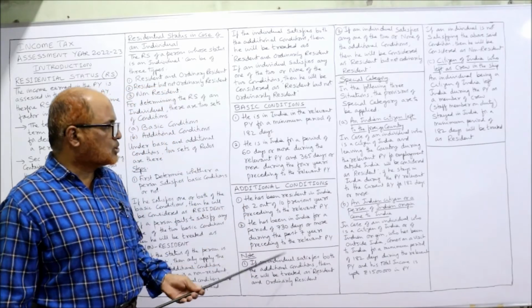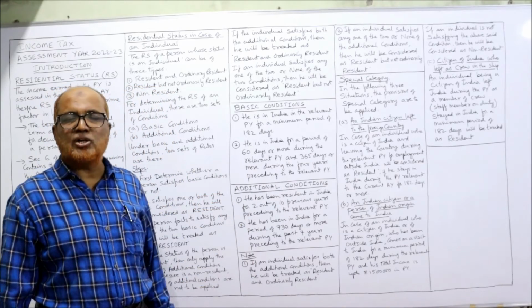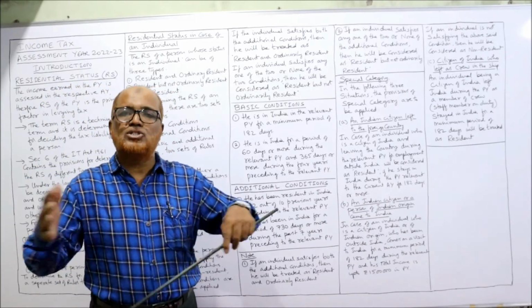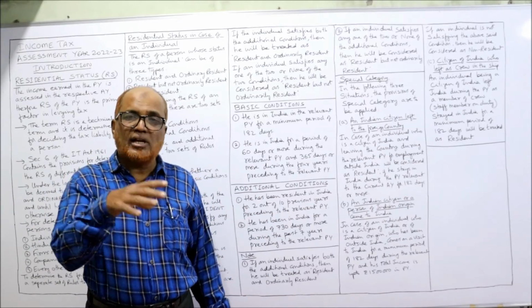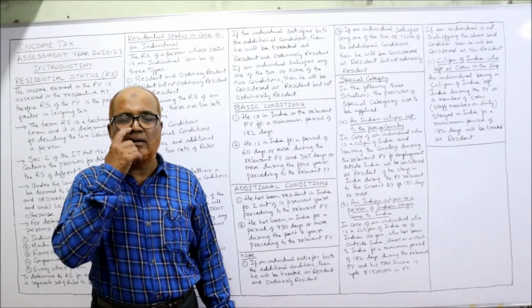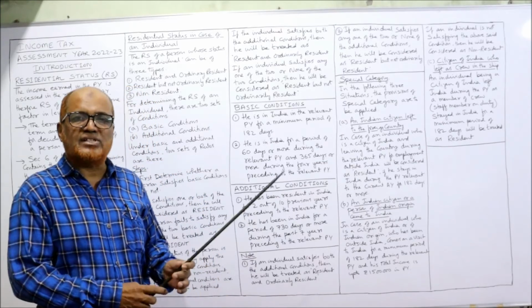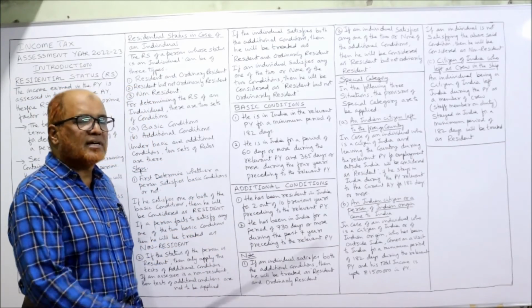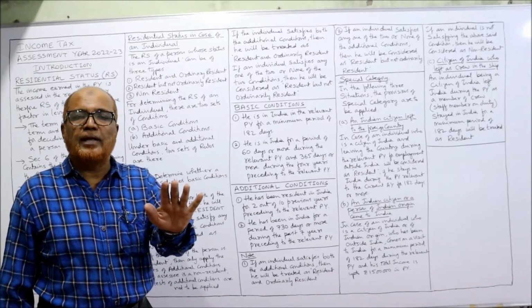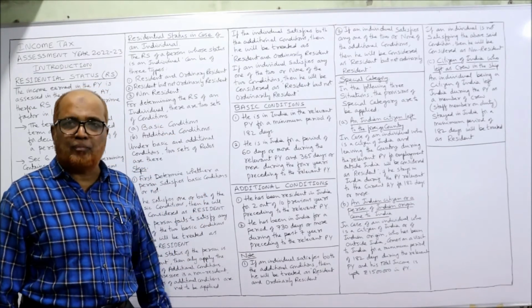Now, special category. These are the general rules. These basic conditions and additional conditions that I explained are the general rules. There is one special category of persons on whom only the first basic condition is applied. The second basic condition is not applicable for this special category of persons.